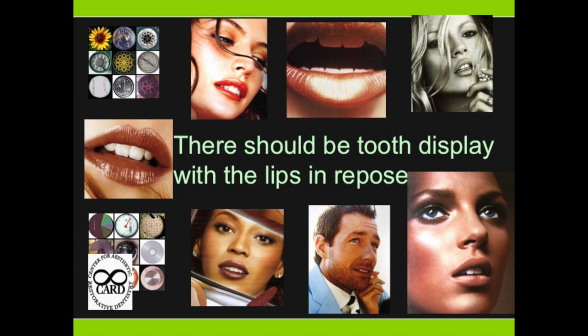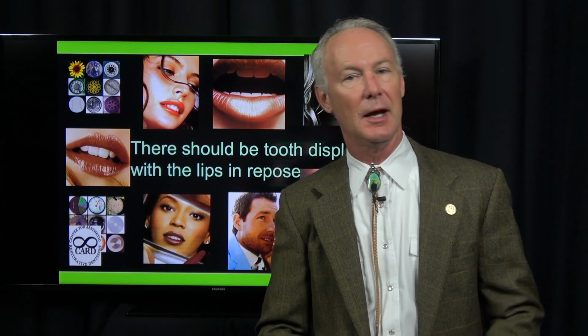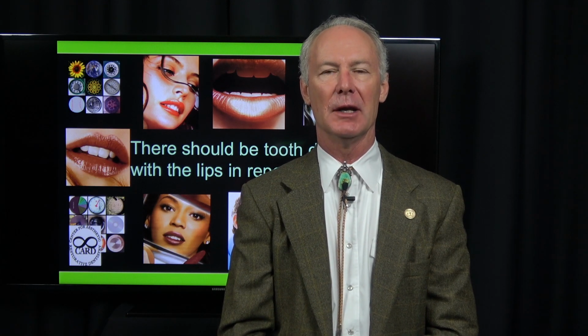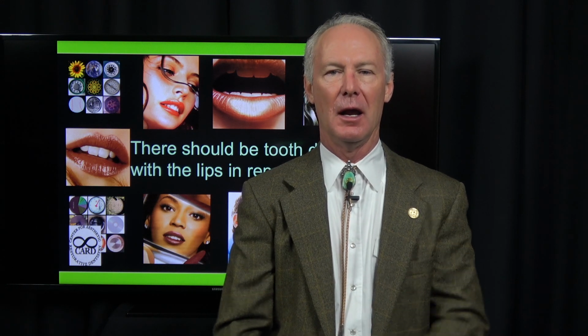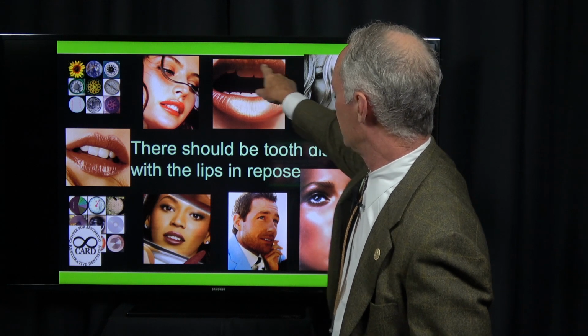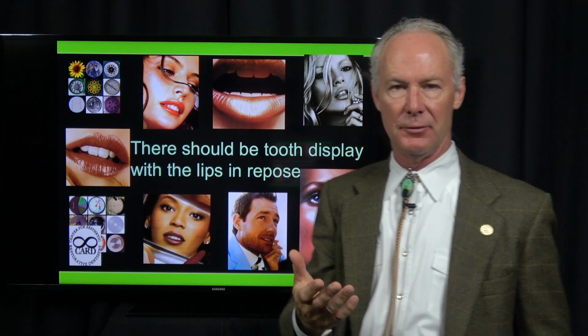There should be tooth display with lips in repose. There are three types of lip: the flat lip in repose, the moderately arched lip in repose, and the maximally arched lip in repose. The flat lip is like my lip. And when I lick my lips and let my lip hang like that, there should be some tooth display when the lips are in repose. You always want tooth display when the lip is hanging. That's a flat lip. A moderately arched lip, you see a quarter to a half of the tooth when the lip is in repose. And then a maximally arched lip, you see the entire tooth when the lips are in repose.